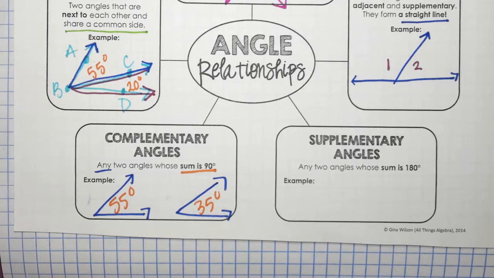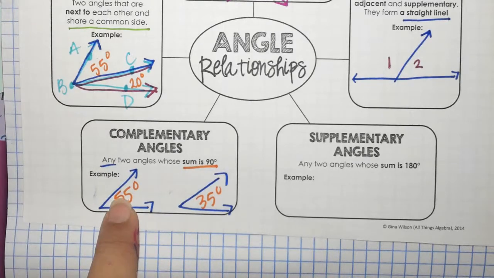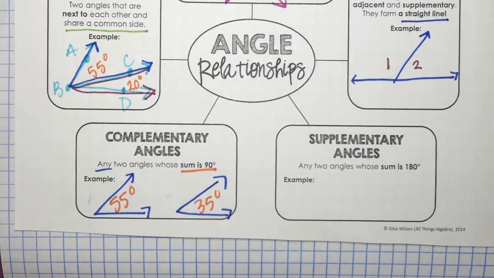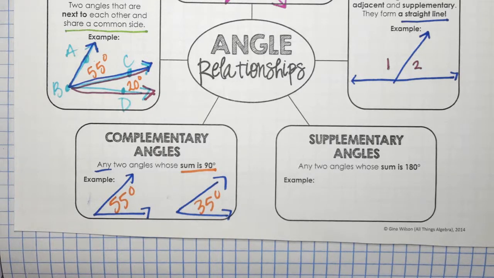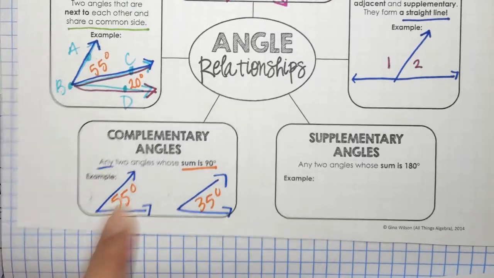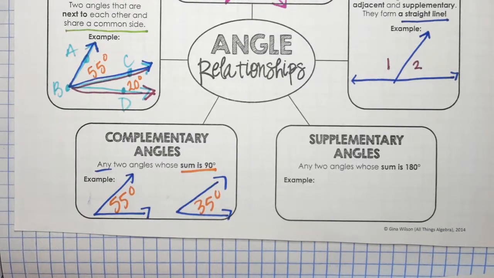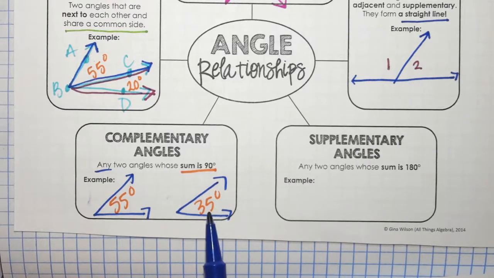What if I said that this one was 75? What would the other one have to be? 15. Why? 75 plus 15 is 90. Alright, can y'all let someone else answer now? What if I told you that this one was 85? What would the other angle have to be? If I told you it was 85, the other one would have to be? Why? Because it's got to equal 90. What if I told you that one of them was 92?